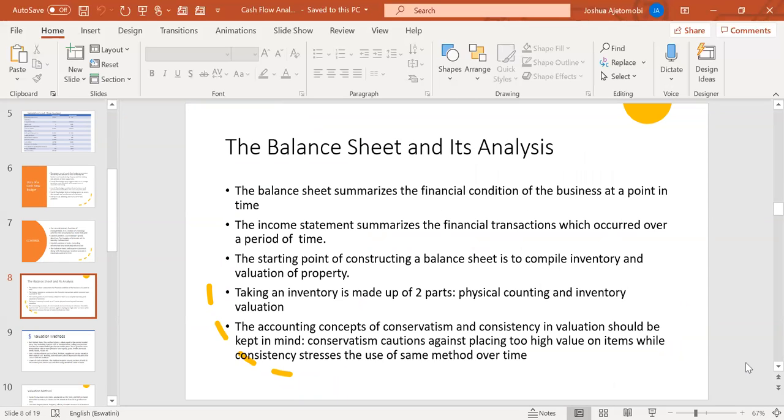What is a balance sheet? A balance sheet summarizes the financial condition of the business at a point in time. It's going to show you the financial position, the financial strength, if properly done. The difference between balance sheet and income statement is very simple. Balance sheet is for a point in time, whereas income statement covers financial transactions which occurred over a period of time.